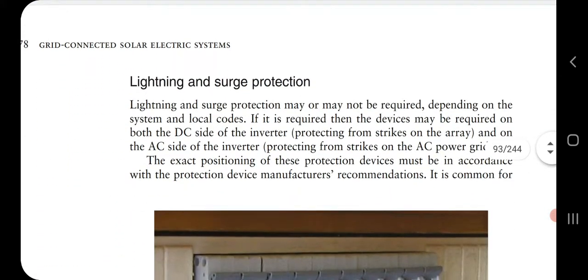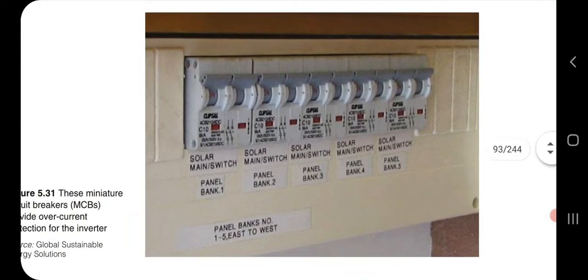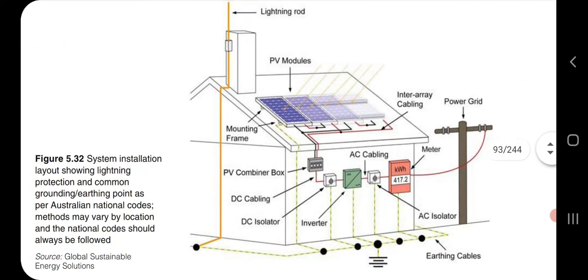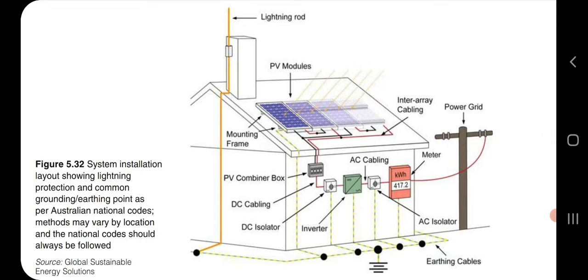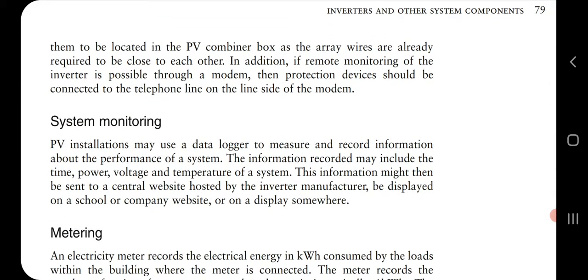And here lightning and surge protection are also important. So this is a protection, a miniature circuit breaker is used to protect the inverter from over current. And if you see this one, particularly a lightning rod is installed above the house, so that lightning should not affect the PV panel. Even system monitoring is there, where various parameters get logged or recorded, and it can be used to study also.